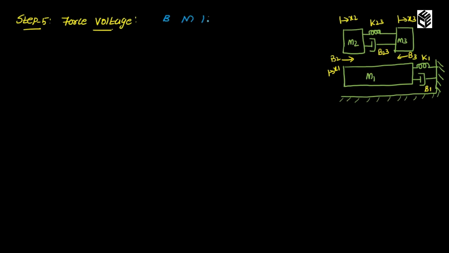B, M, K are replaced as R, L and 1 by C. So B is replaced as R, M is replaced as L and K is replaced as 1 by C. Force is replaced as voltage. And the displacements x1, x2, x3 are replaced as currents I1, I2 and I3. Understood? So here we need to consider node as the main category.